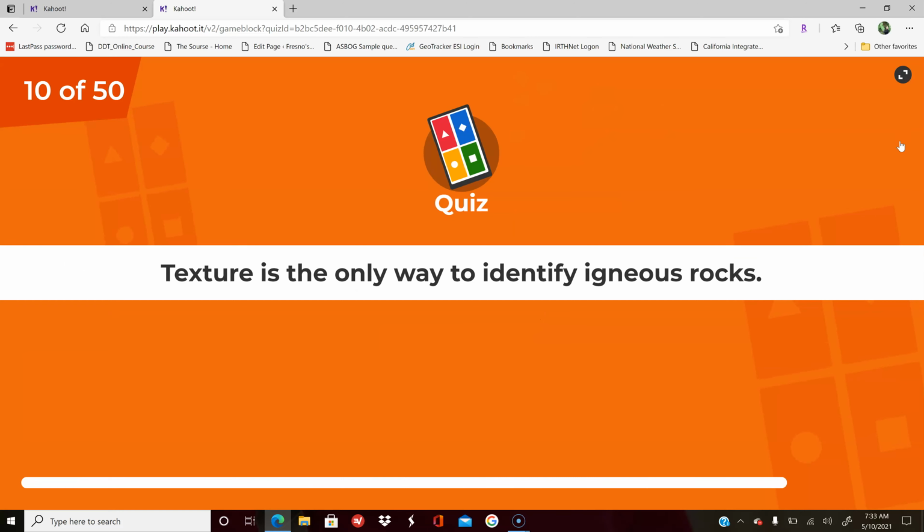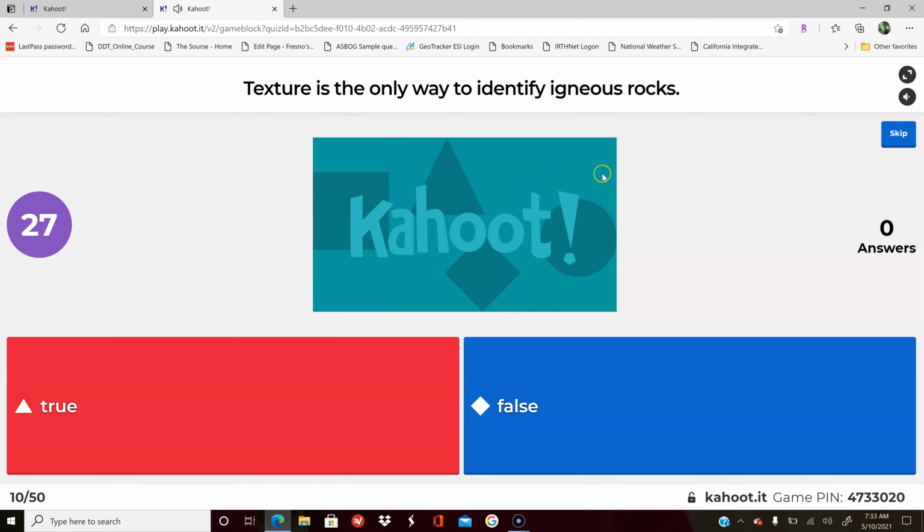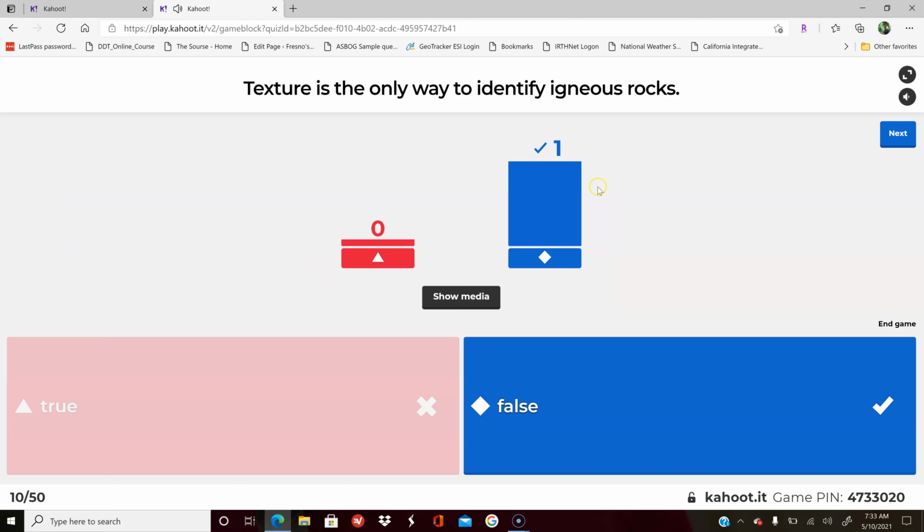Texture is the only way to identify igneous rocks. This would be false. Texture and composition are the ways that we identify igneous rocks. So you need to look at the crystals as well. Just looking at texture is not going to get you to what igneous rock you are looking at.